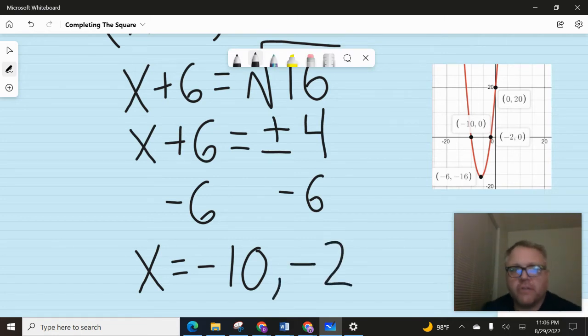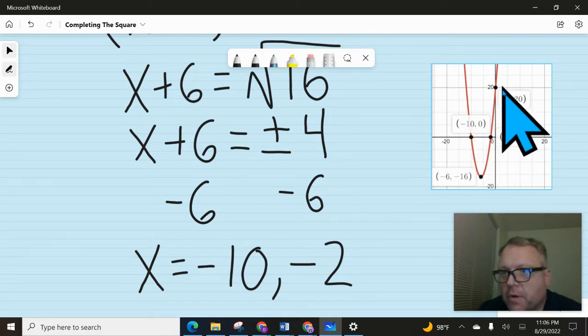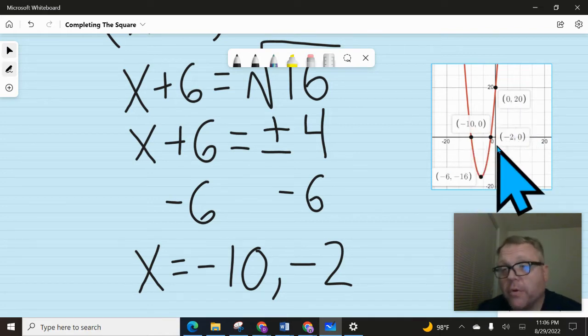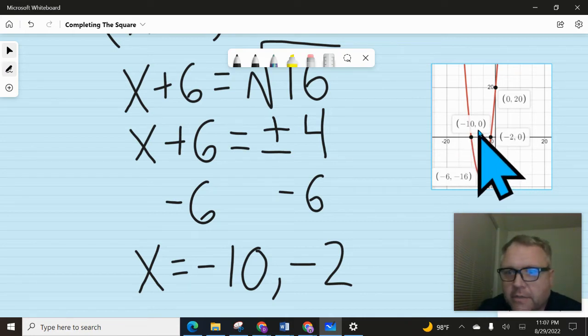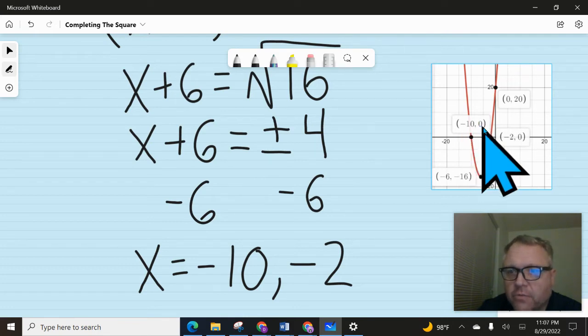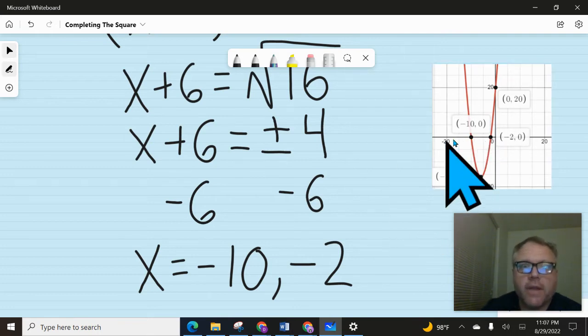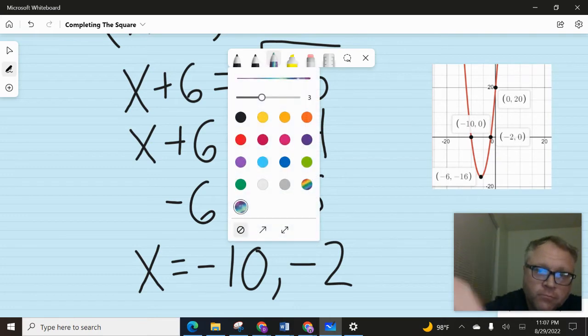Because remember, when we're solving for these quadratics, what we're really doing is finding the x-intercepts where y equals 0, right? You can see here the graph with all the important points, and the two specifically I want you to look at are the x-intercepts. What's the value of x when y equals 0? Both negative 2 and negative 10 are correct. So boom, and we'll circle our final answer.